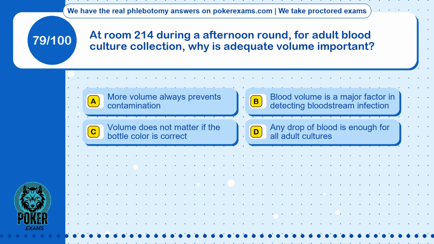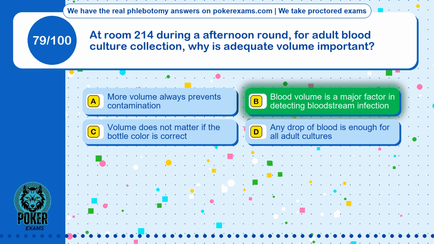Question 79. At room 214 during an afternoon round, for adult blood culture collection, why is adequate volume important? Option A. More volume always prevents contamination. Option B. Blood volume is a major factor in detecting bloodstream infection. Option C. Volume does not matter if the bottle color is correct. Option D. Any drop of blood is enough for all adult cultures.